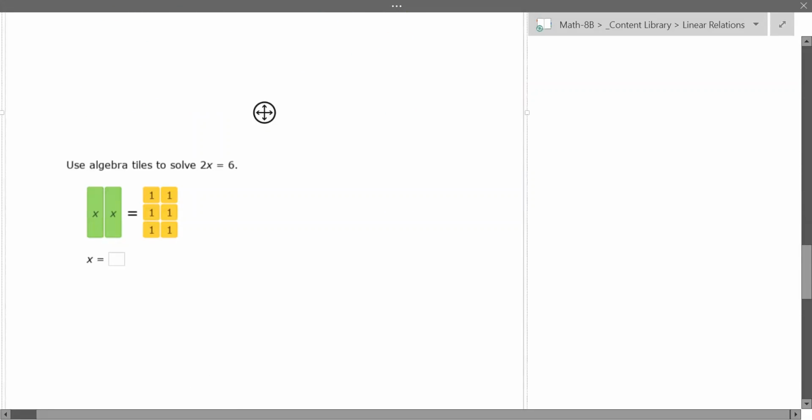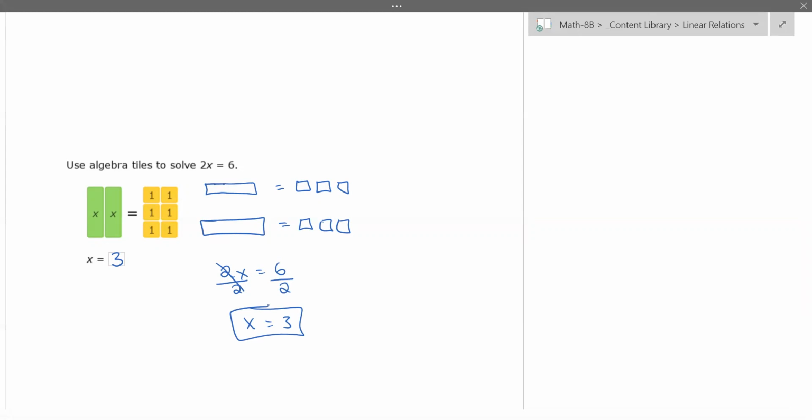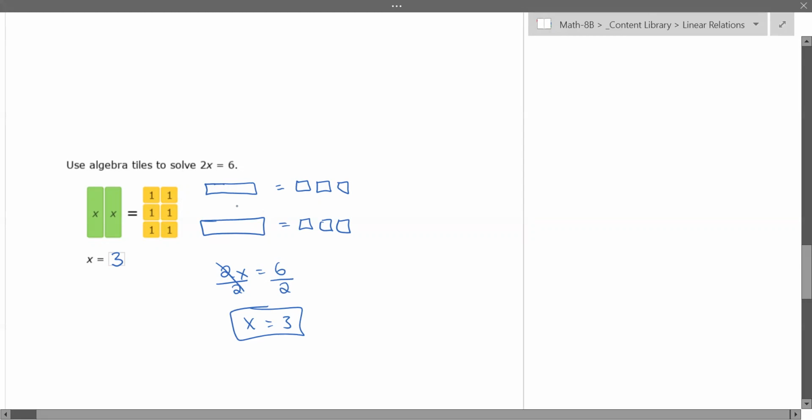Slightly different when your tiles are like this. So I have 2 x's and I have 6 ones. Well, division means how many groups. So in this one, I could match 1 x tile with 3 ones tiles. So how many can you match with a single x? In this case, x is equal to 3. Using our notation, I would divide both sides by 2. 6 divided by 2 is 3. So remember, division means groups of. So I have 2 groups of 3, meaning in each group, I have an x tile and 3 ones tiles.